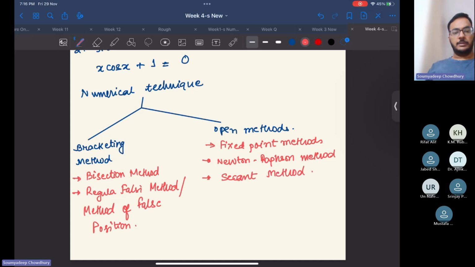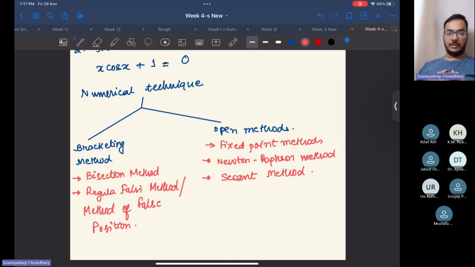So basically, what is the difference between the bracketing method and the open method? In all these types of methods, we will be given either one or two initial solutions. Based on those initial guesses of the solution, we will be approaching towards the actual solution. Now in bracketing methods, your root will always be bracketed, that is, it will always be within the limits given by the initial roots. We'll see how it is bracketing.